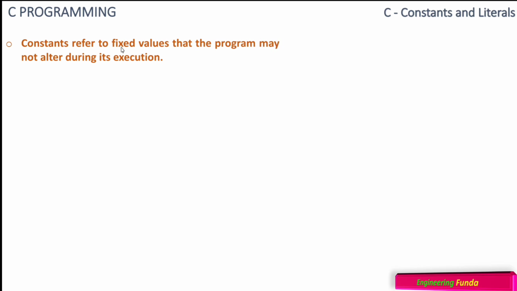In this video, we are going to see the constants and literals that are available in C programming. So let us see what is constant. Constants refer to a fixed value that the program may not alter during its execution. So constant is referring to a fixed value which cannot be altered during the execution of the program. These fixed values are also called literals.